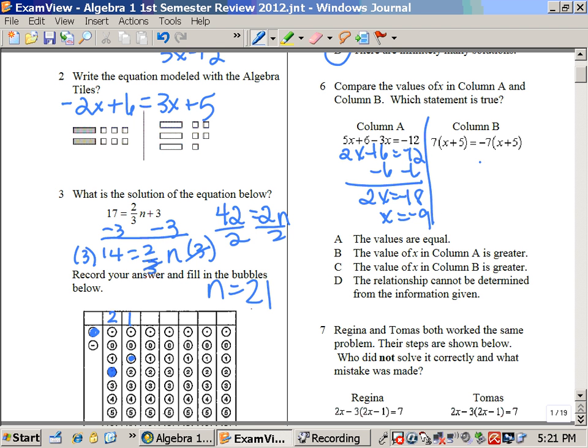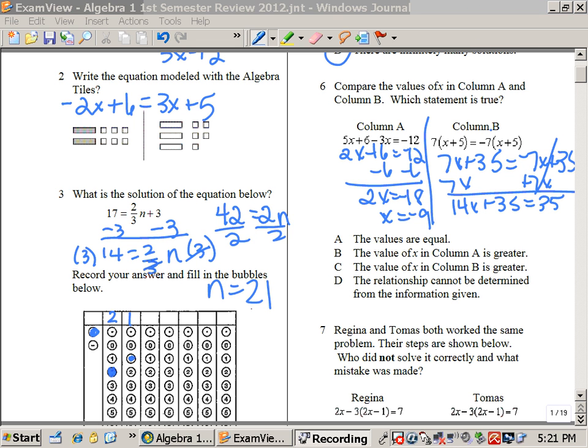Now I need to do the right-hand side. 7x plus 35 is equal to negative 7x plus 35. Move the letters to the left. Since the 7x is negative, I'm going to make it positive and move it over. That gives me 14x plus 35 equals 35. And then I just noticed that when I distributed, I forgot to make this a negative 35. So that right there is a negative. This 35 is a negative.